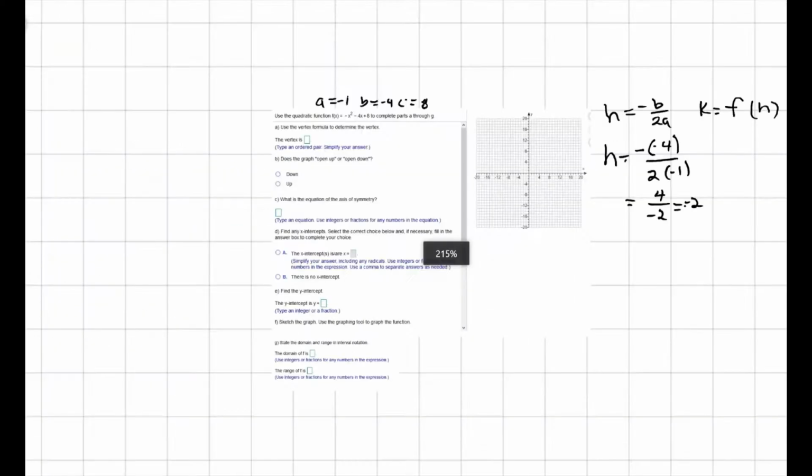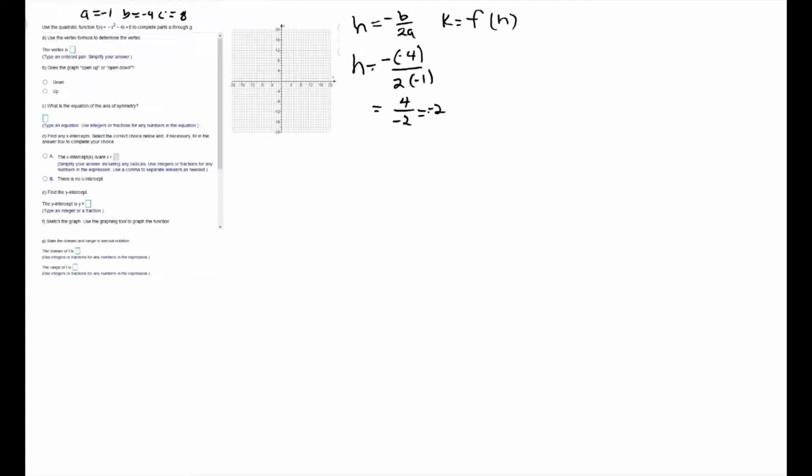Let's find the y-coordinate of the vertex. And we're going to substitute the negative 2 into the function f. So k is going to be f of negative 2. That's negative 2 squared minus 4 times negative 2 plus 8.